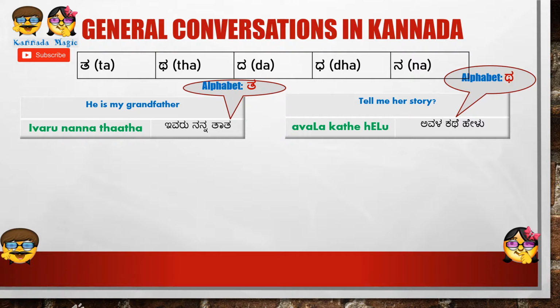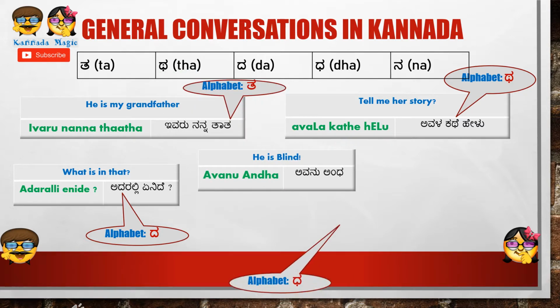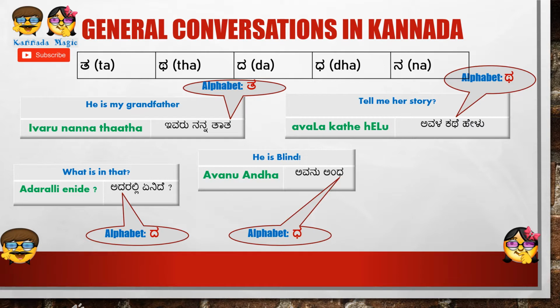Moving on, ಅದರಲ್ಲಿ ಏನಿದೆ means what is there in it. So there you can see the alphabet is used. Okay. And the next alphabet is dha. It is used in andha. Andha means blind. When you want to say he is blind, you can say avanu andha. ಅವನು ಅಂಧ. And then the final one here is na.